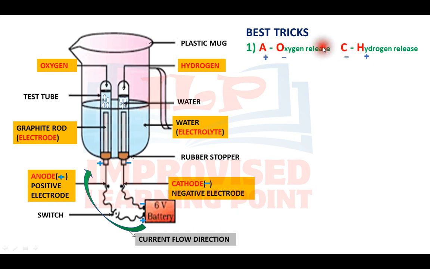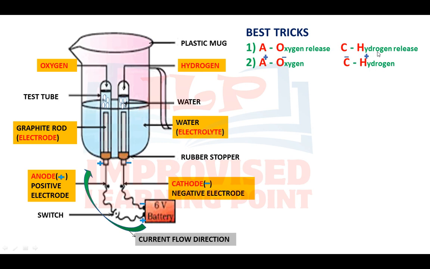So where is oxygen released? At the anode. Where is hydrogen released? At the cathode. So how can you learn this? My trick is that both A and O are vowels, and C and H are consonants. So if you remember only this trick, vowels remain together with each other and consonants remain together with each other, then you will definitely tell all the answers of questions asked from electrolysis.